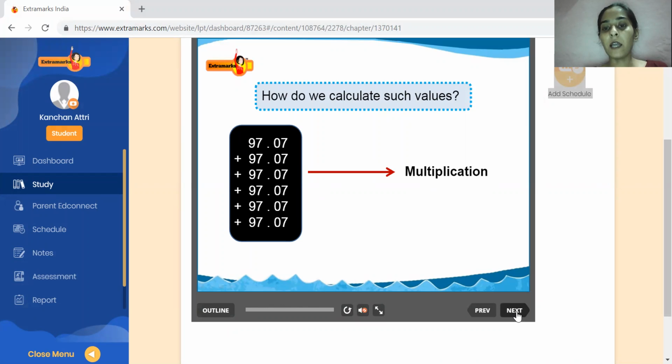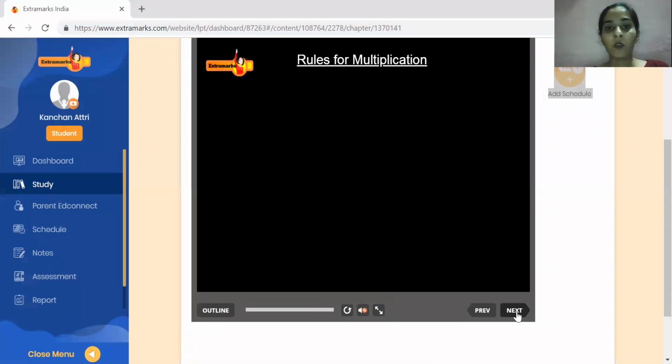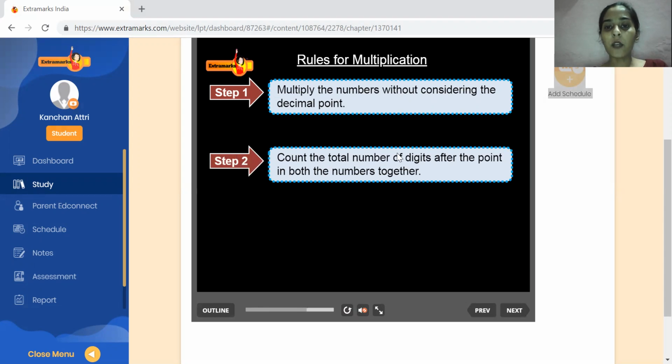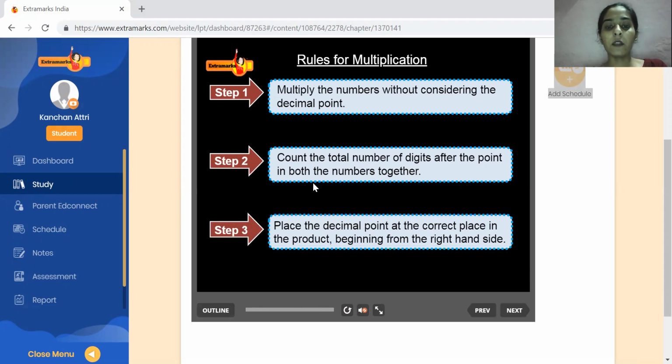Let's go through the rules. We have rules for multiplication here. According to rule step 1, multiply the numbers without considering the decimal point. Step 2, count the total number of digits after the point in both the numbers together, in the multiplicand and multiplier. In step 3, place the decimal point at the correct place in the product, beginning from the right hand side.